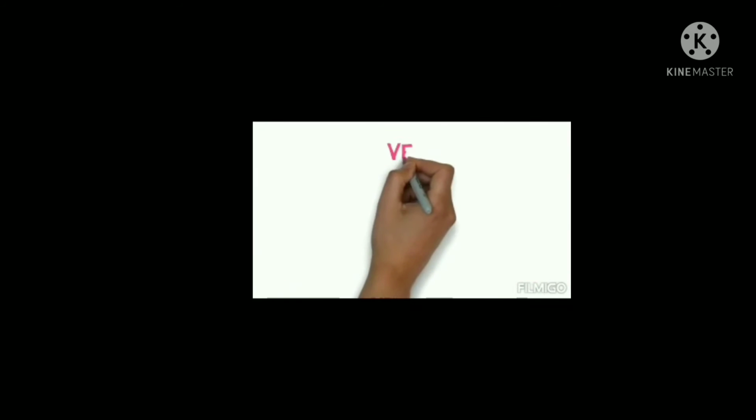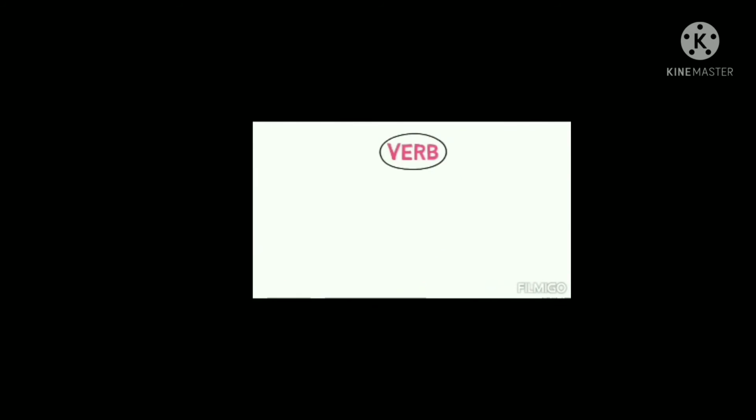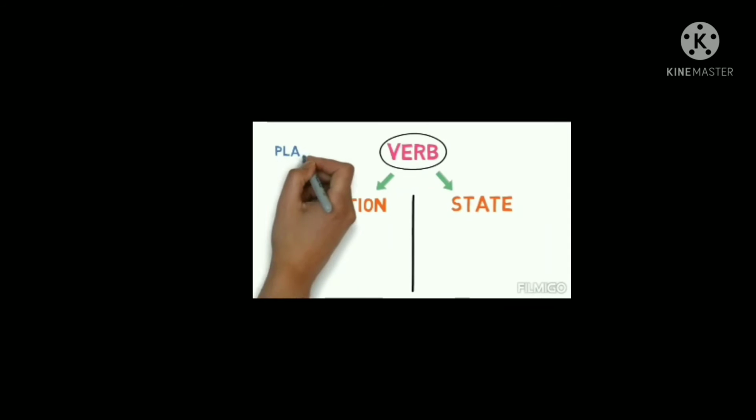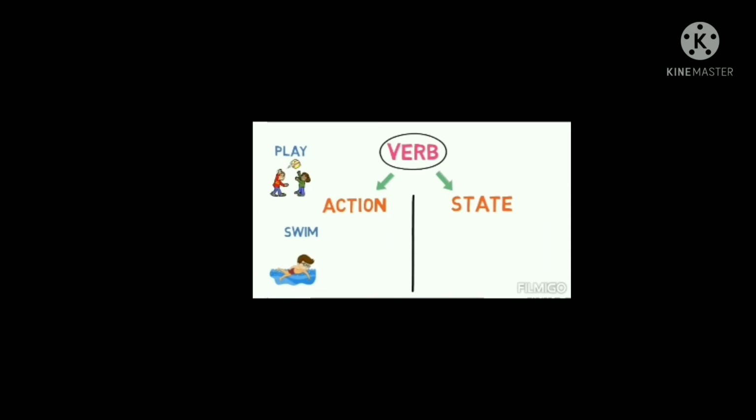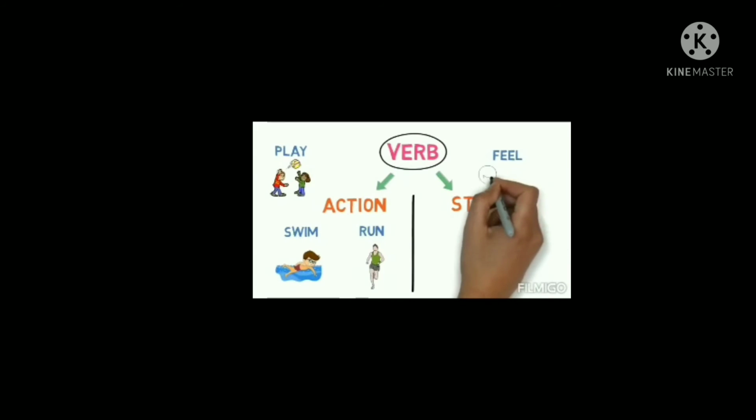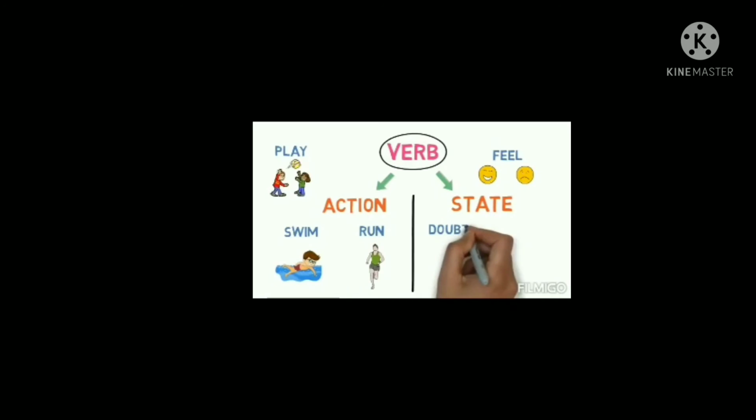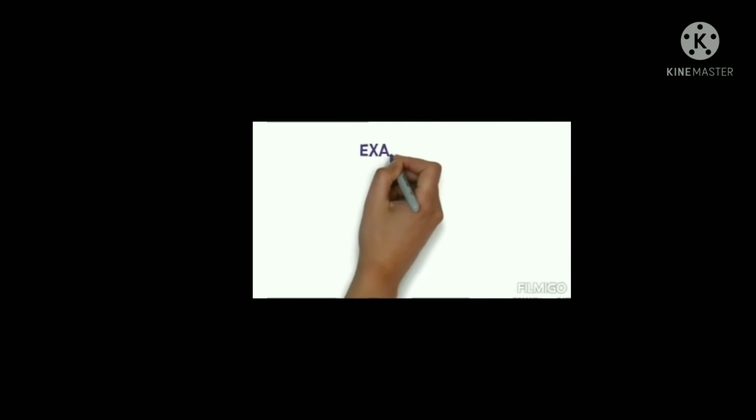Let's look into the next part of speech, that is verb. What is a verb? A verb is a word used to express an action or state of a subject. In action, we include play, swim, run, and in state, we include feel, doubt, appear also. To be words like is, am, are, was, were are also stative verbs, which define the state of being. Let's look into the sentence examples of a verb.